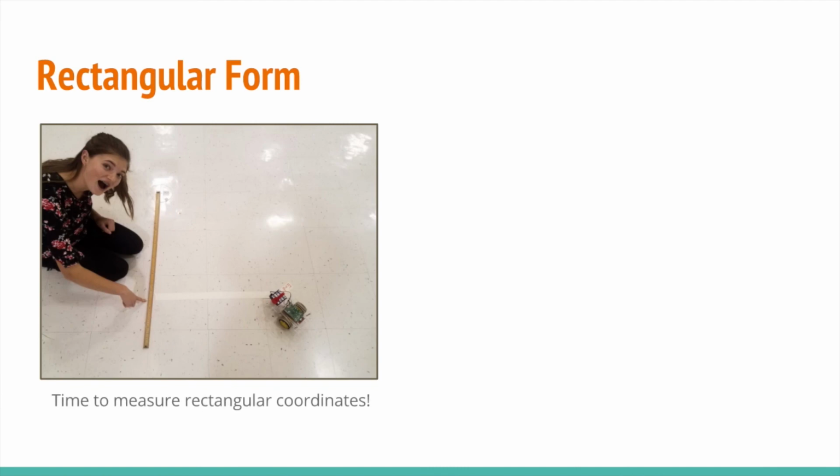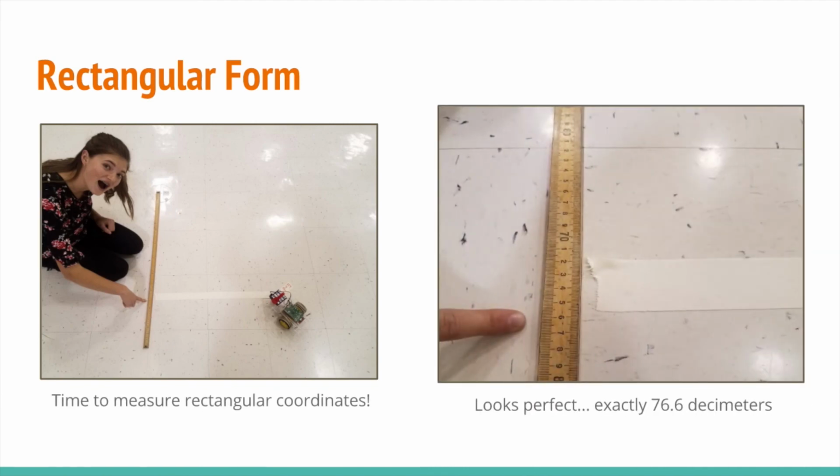When we look at the real axis, our math predicted that the robot should be at 76.6 decimeters. When we took out our meter stick to measure, we found that the robot was exactly at this position.